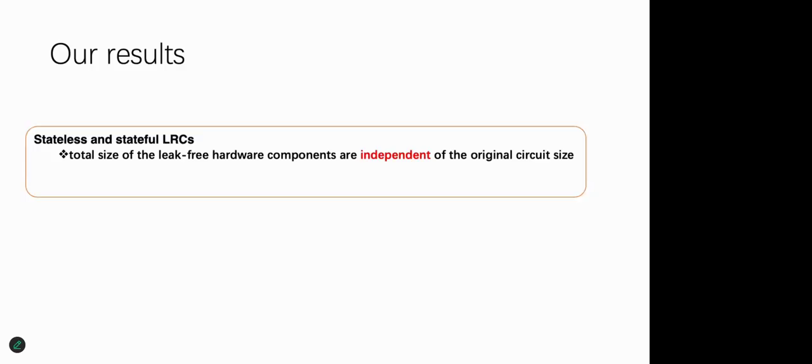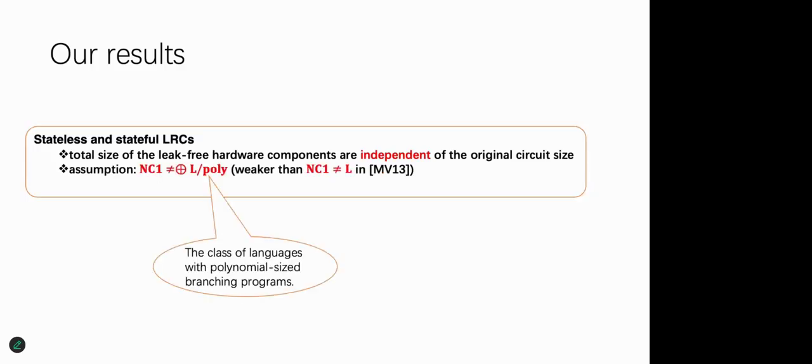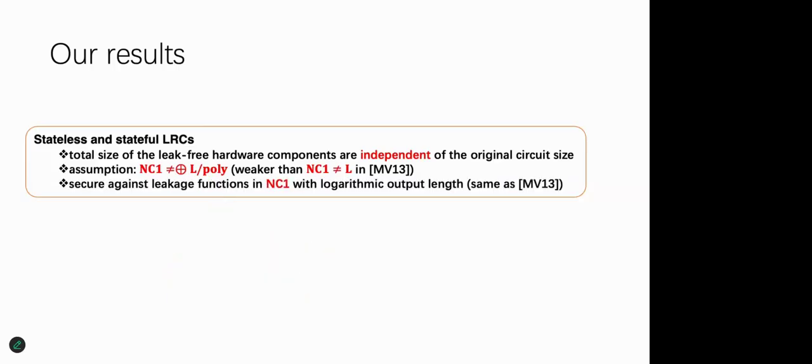In this work, we propose both stateless and stateful LRCs. The total size of the leak-free hardware components in both constructions is independent of the original circuit size. Our assumption is a very mild complexity assumption, which is NC1 is not equal to parity L/poly. It's weaker than the assumption NC1 not equal to L used by Miles and Wheeler. The leakage class we consider is the same as the work by Miles and Wheeler. Specifically, both constructions are secure against leakage functions in NC1 with logarithmic output length.